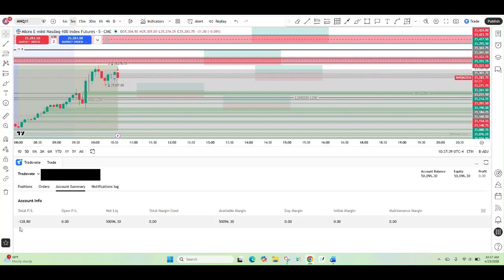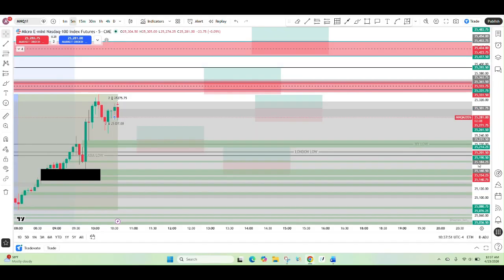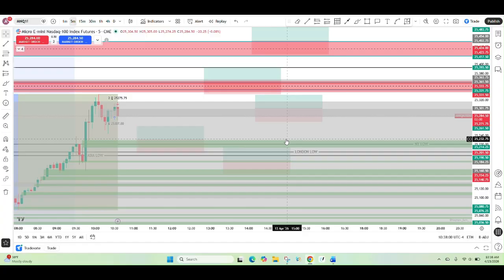What's it called? Anyway, I lost $128.80 on that trade on my evaluation. I'm down to this amount on my evaluation, and remember I need to make 2,500. Oh my goodness, it's going to take me forever. But anyway, that trade didn't work out. Let's see where the market's going to go next.